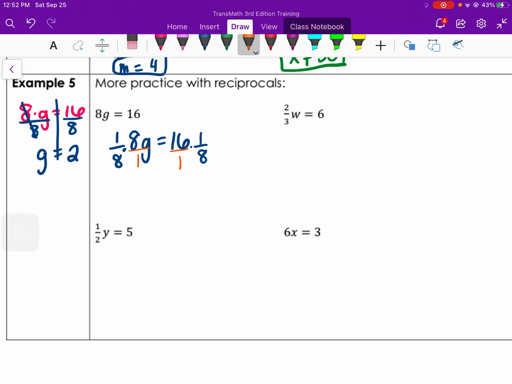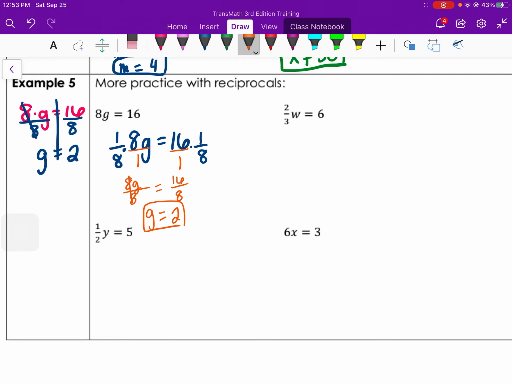Multiplying by the reciprocal will give me 1 times 8 is 8g. 8 times 1 is 8. And then over here you get 16 times 1 is 16. 1 times 8 is 8. And then reducing, 8 divided by 8 is 1. So 1g equals 16 divided by 8 is 2. So using that inverse operation of division and then reciprocals as well.